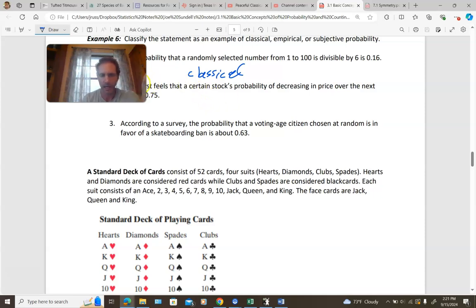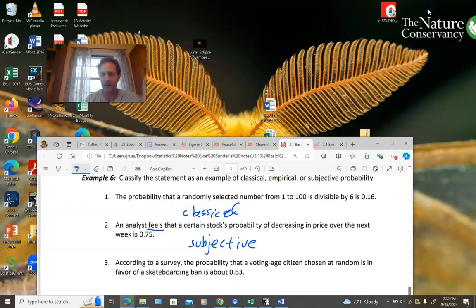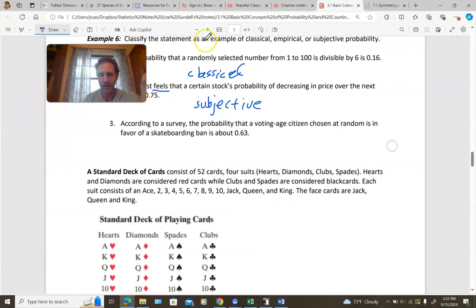Number 2, an analyst feels that a certain stock's probability of decreasing in price over the next week is 0.75. So anytime you see a word like this, feels, that should be an indication that this is subjective. And this particular approach is actually used a lot in investing. Some people will say, "Oh, I just had a feeling that this stock is really going to go up tomorrow, so I'm going to buy a bunch of shares."